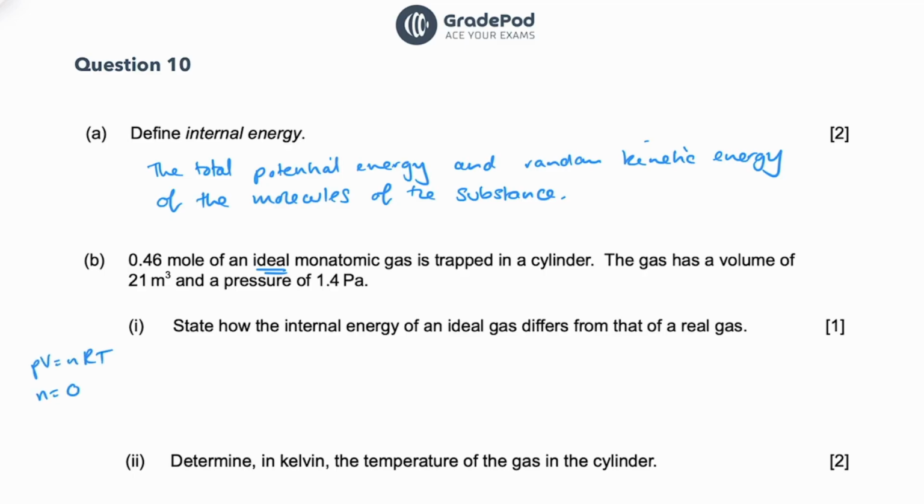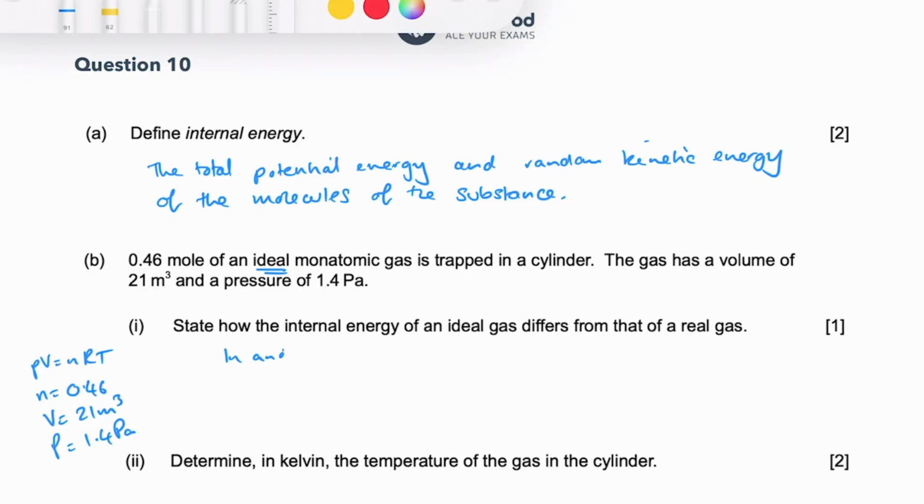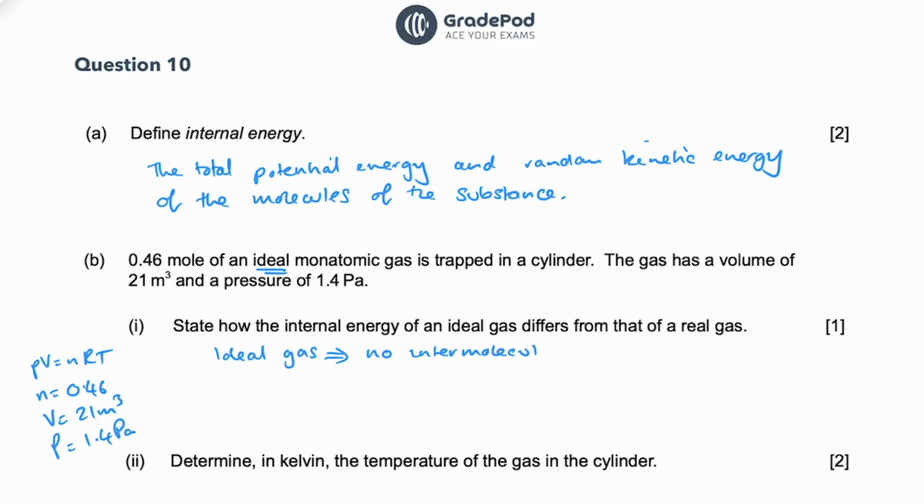And we know that n is equal to 0.46 because it's just told us that. It's trapped in a cylinder, so the volume's constant at 21 meters cubed, and it has a pressure of 1.4 pascals. 1. State how the internal energy of an ideal gas differs from that of a real gas. Okay, well, in an ideal gas, let me just write that again. Ideal gas, no intermolecular forces, which means no potential energy.